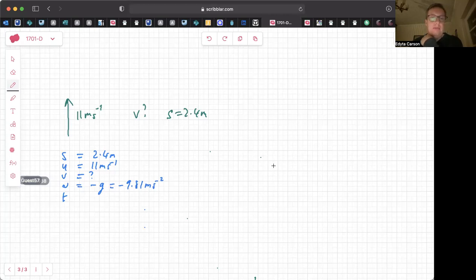And t, we don't know t. So how are we going to figure this out? The question asks, calculate the speed at which the pellet hits the ceiling 2.4 meters above the point of projection. So basically what we want to know is, after 2.4 meters of this, what speed is it going at?